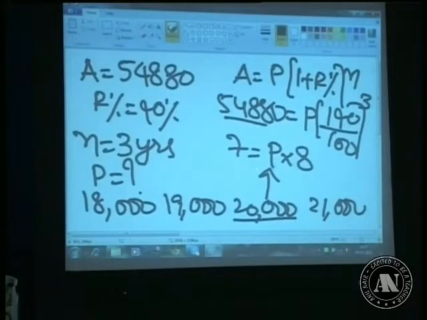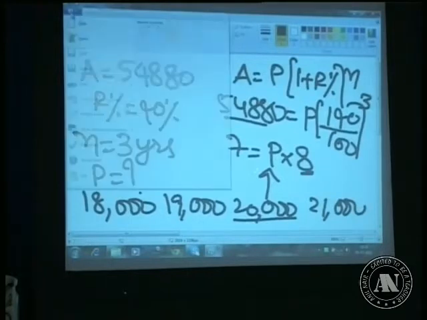Doubt? Right? This is 7. 140 is 5. 5 cube is 125. 1 plus 2 plus 5 is 8. 7 equivalent to P into 8. Substitute the answer option 20,000. 2 8s are 16. 1 plus 6, 7. Right? Next question. Drop your pens. Just see the screen and tell the answer. Let me complete the question.